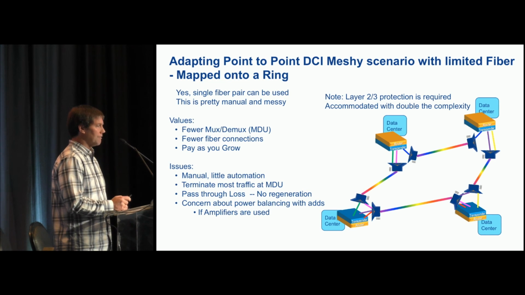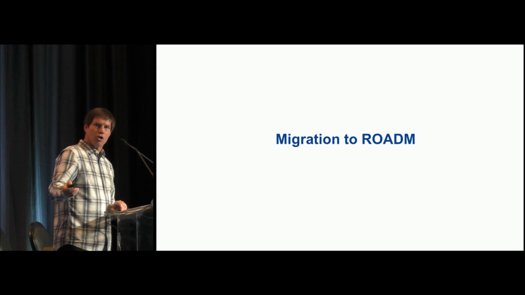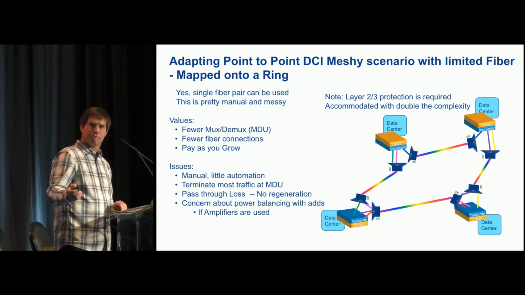So that works really well, that architecture, when we have lots of fiber and fiber is cheap. If you don't have a lot of fiber, or fiber is very expensive, then you get into a situation where you want to try to do the same kind of configuration. And if you want to still try to use this point-to-point configuration, you get into a need to do this pass-through and the logical concept of doing pass-through on a pair of fibers, and dealing with the loss associated with multiple MUX-DMUX units.